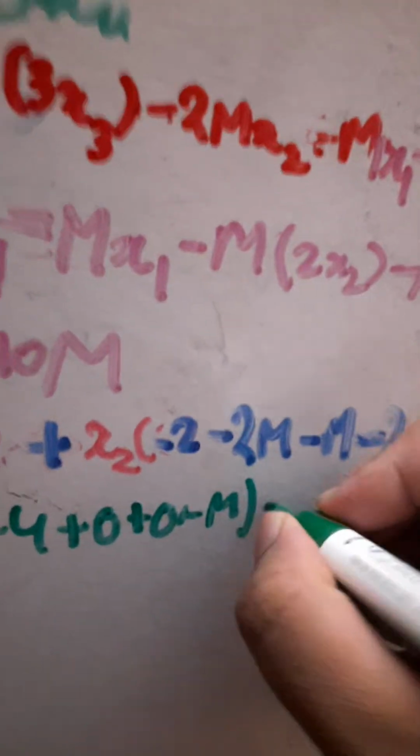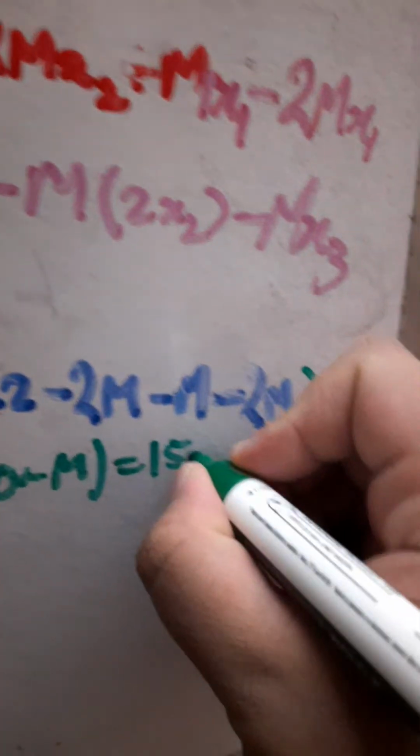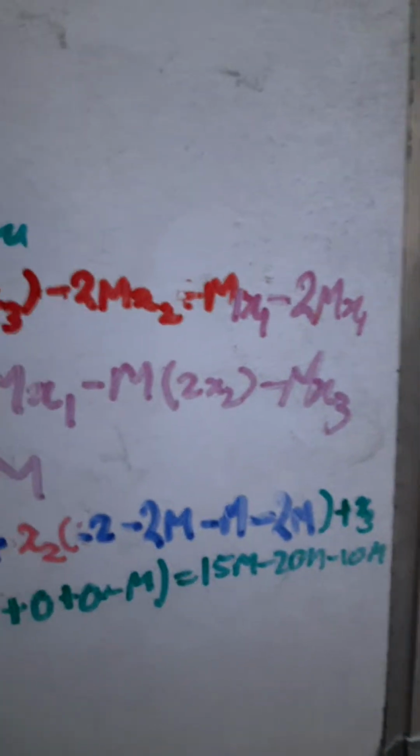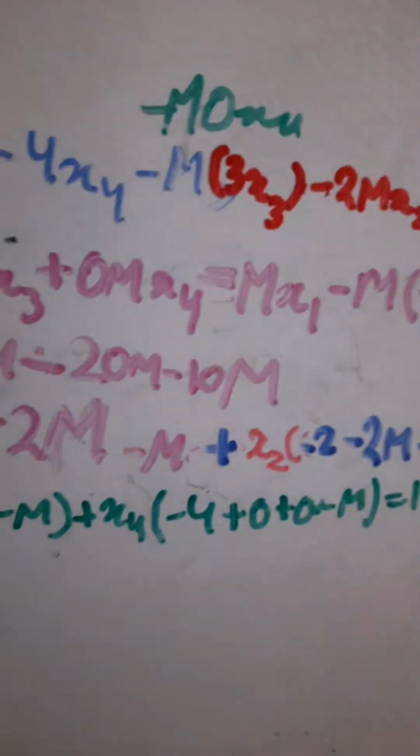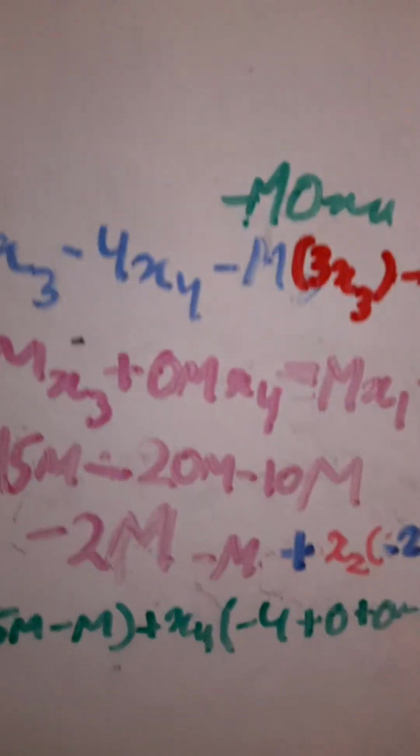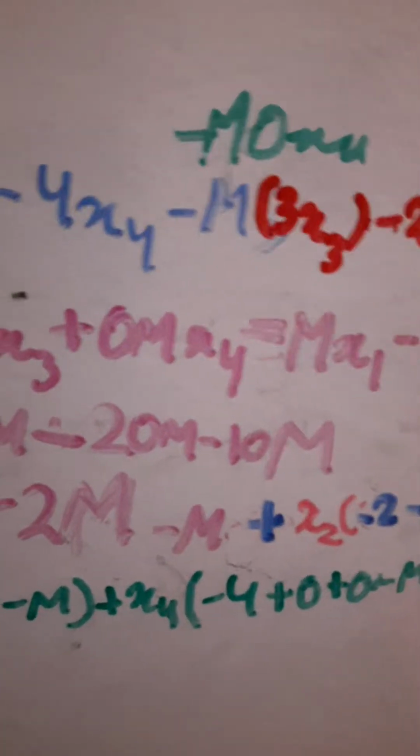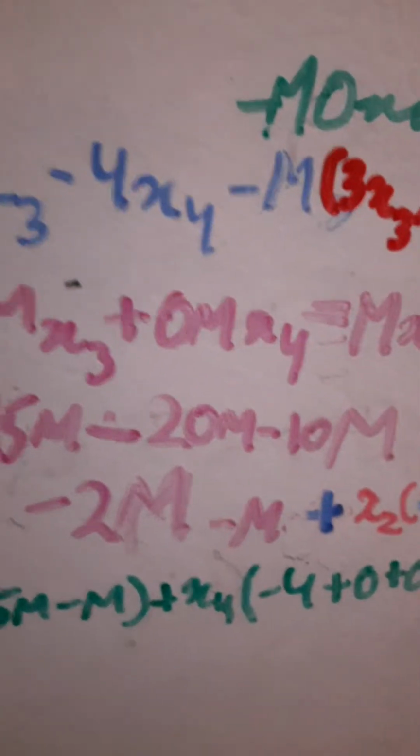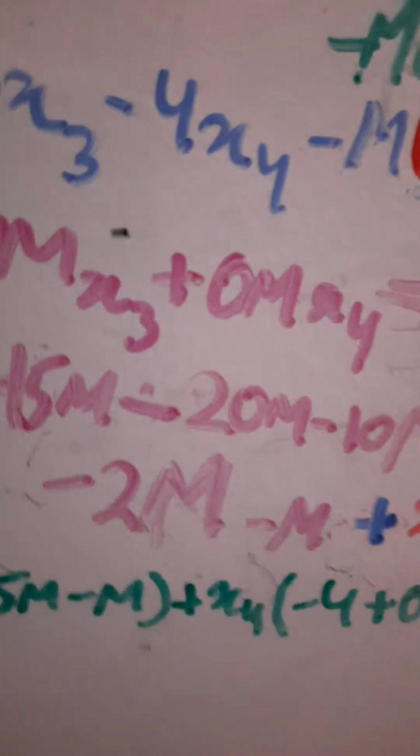Minus m is equal to whole RHS, 15m minus 20m minus 10m, and we are done here with the equation stuff, right? Wait a second, let me cross check. Yes, we have a 0 x4 here, 0 x4 here too, only 1 x4 here, so yeah, it is how it is.